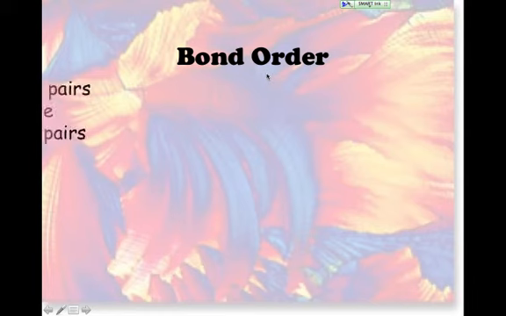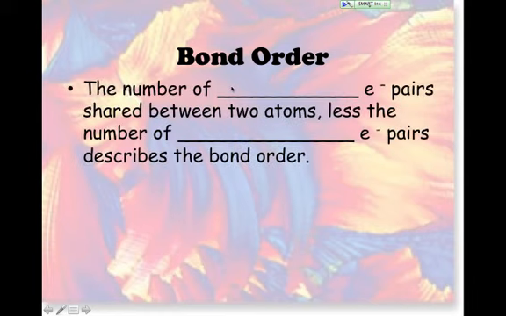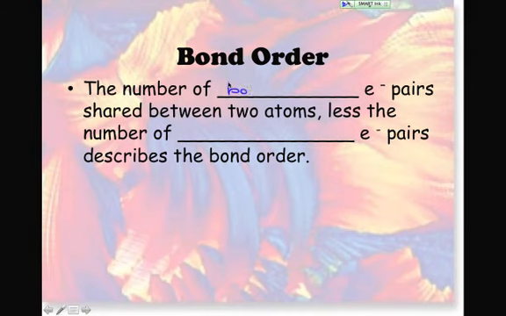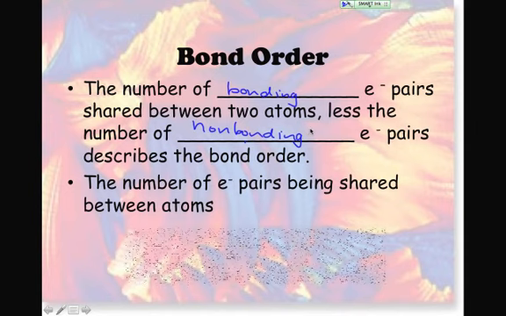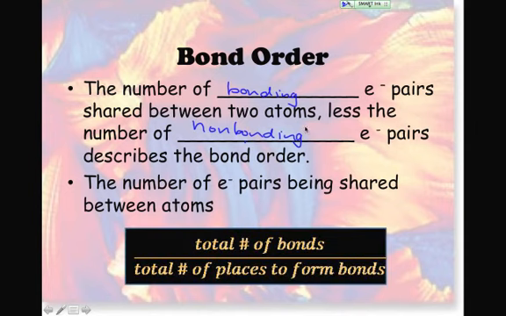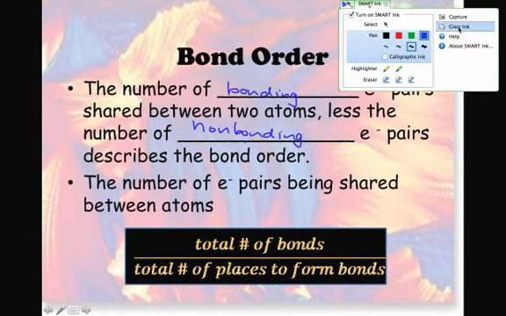Now let's look at the term bond order. Basically, we're looking at the number of bonding electron pairs that are shared between atoms less the number of non-bonding electron pairs, and that's going to help us to describe what's called the bond order of an atom. So the number of electron pairs that are being shared between atoms, it's a simple math formula: total number of bonds divided by the total number of places to form some bonds. I think we should just give this a try so you see what's going on.